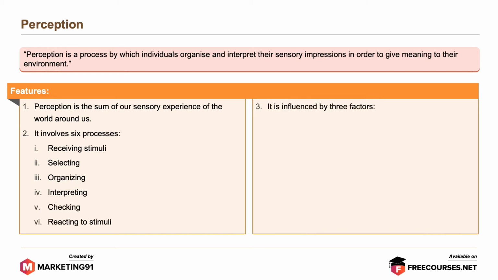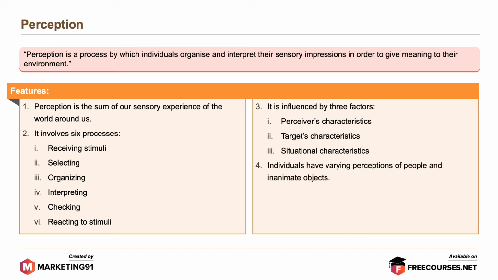Moving on to the third feature, it is influenced by 3 factors: perceiver's characteristics, target's characteristics, and situational characteristics. And fourth, individuals have a varying perception of people and inanimate objects.